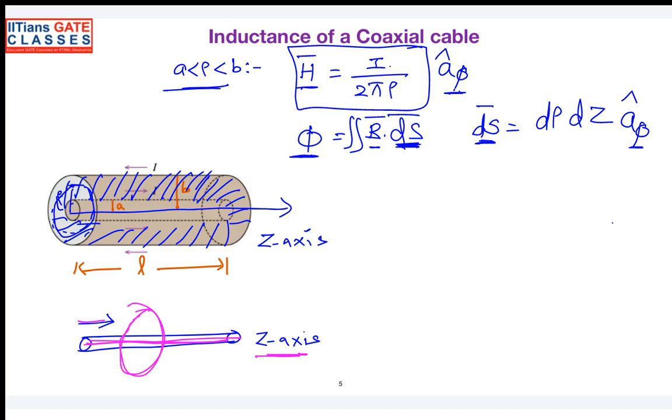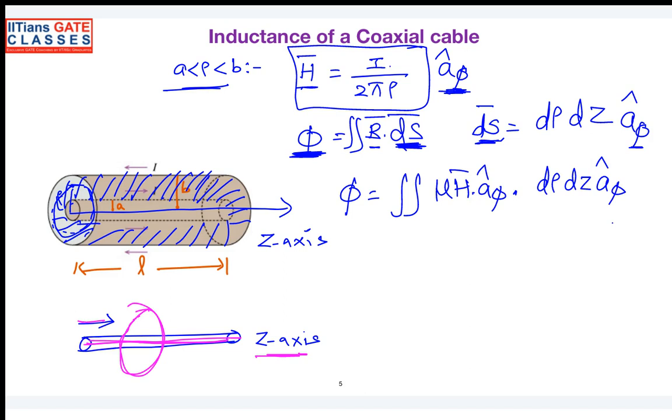This is the surface you have to consider. You may ask why I should not consider the surface in the rho direction. It's meaningless. If you take a surface in the rho direction and the flux in the phi direction, the dot product will be 0. You get a finite amount of flux only if you consider the surface in the same direction as the magnetic field. Then you can go ahead. So phi is equal to the double integral of mu H, direction a phi, dot product with d rho dz a phi. So a phi dot a phi is 1.